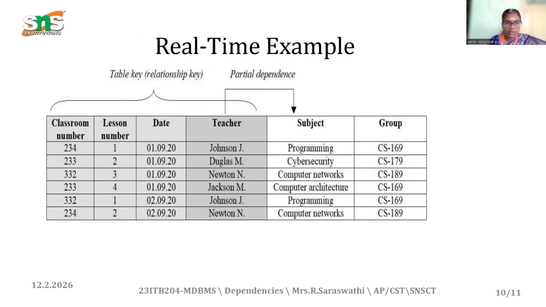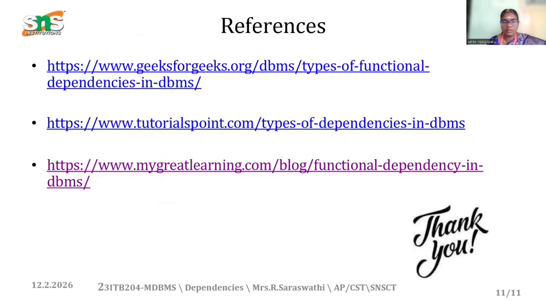The classroom number, lesson number, date, teacher, subject and group. In that table, this is a student table. In this table, teacher and subject form a partial dependency. That is, more than one teacher may teach the subject, more than one subject or a single subject, etc. References. Thank you.